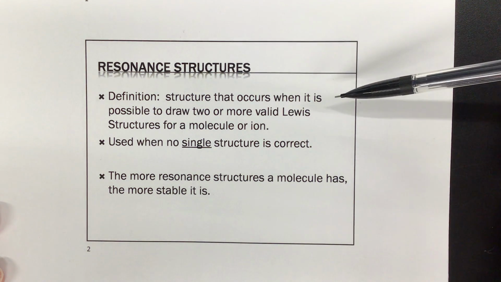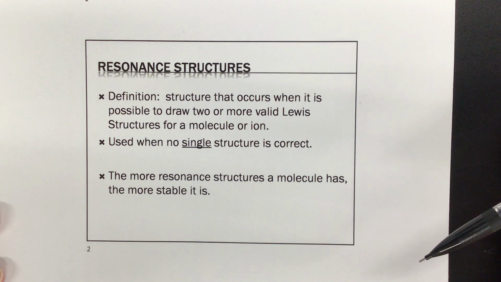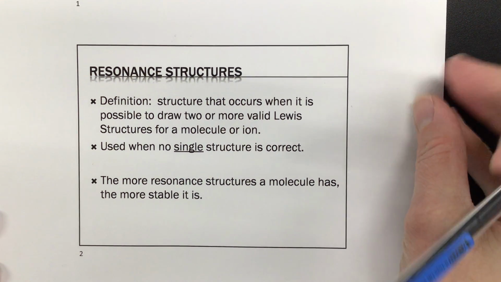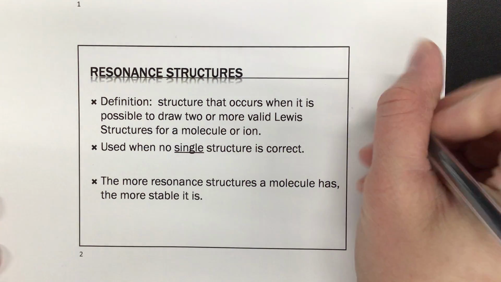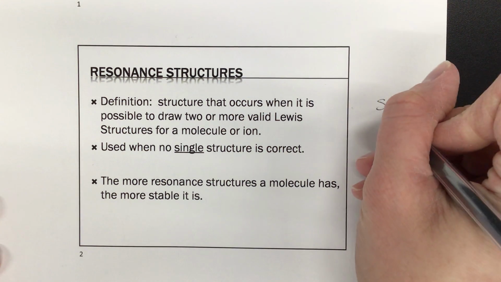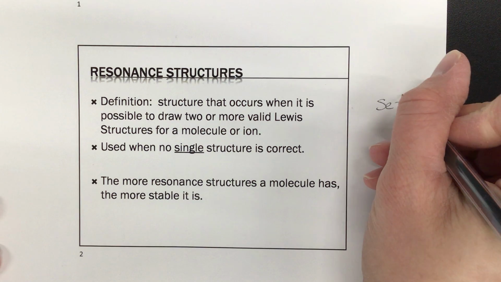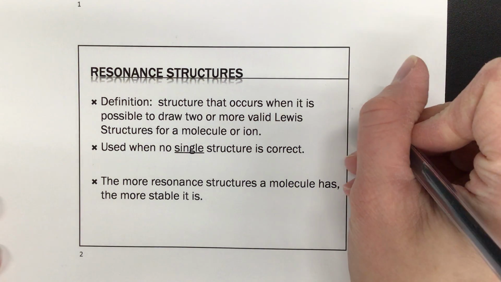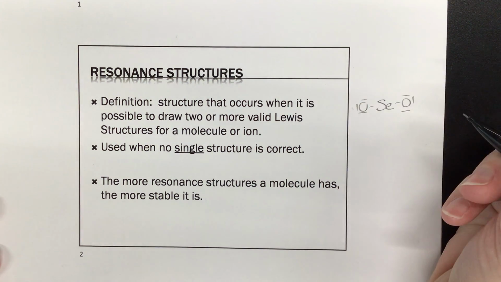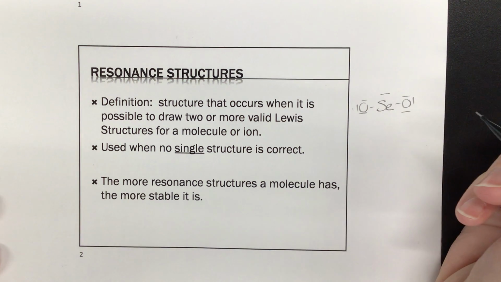Resonance structures are when it is possible to draw two or more valid Lewis structures for a molecule or ion. In the last video, one of our examples was SeO2. When we do SeO2, there's 9 pairs. So there's 8 there, and I put the last one on the middle.